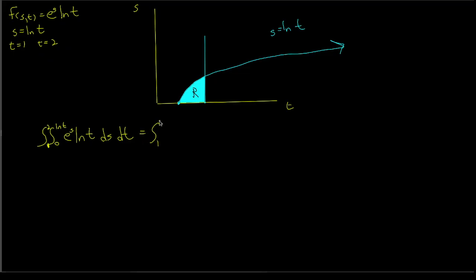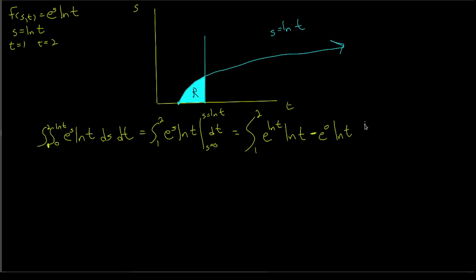So if I evaluate this with respect to s, then e to the s natural log of t becomes e to the s natural log of t, and I need to look at it when s equals 0 and s equals natural log of t. So that's going to give me e to the natural log of t minus e to the 0 natural log of t dt. And that comes out to t natural log of t dt minus natural log of t dt.